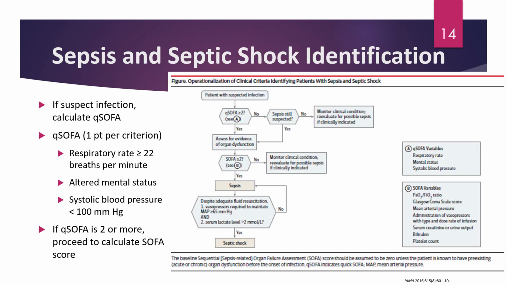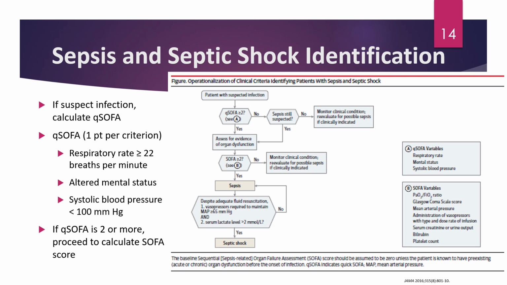So, how do we actually go about identifying sepsis or septic shock? If we have a suspected infection, at that point, to determine if it is sepsis or septic shock, what we can do is calculate a qSOFA score. And a qSOFA score is based on three different criteria: a respiratory rate greater than or equal to 22 breaths per minute, an altered mental status, or a systolic blood pressure less than 100. So I think about qSOFA as similar to what SIRS was in the 2012 guidelines and before that.